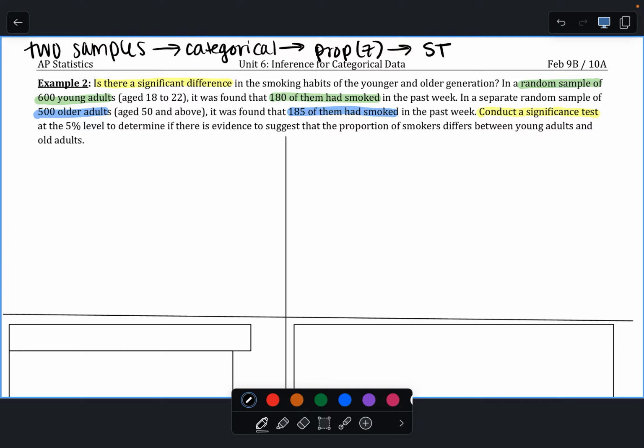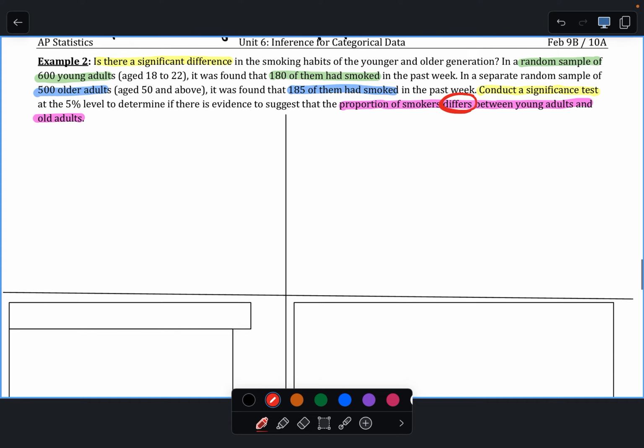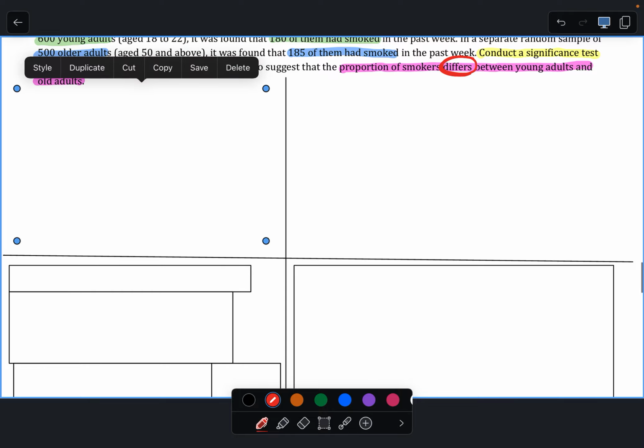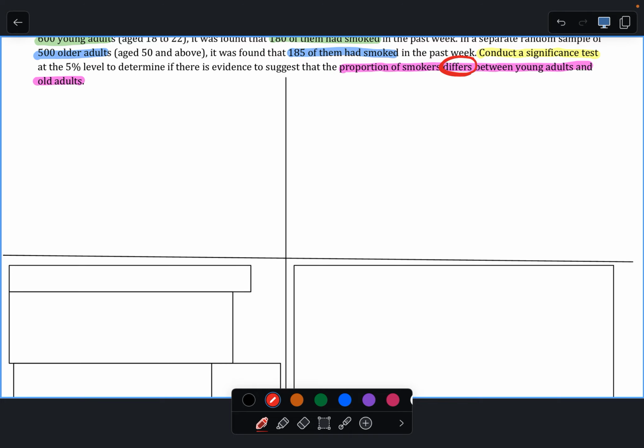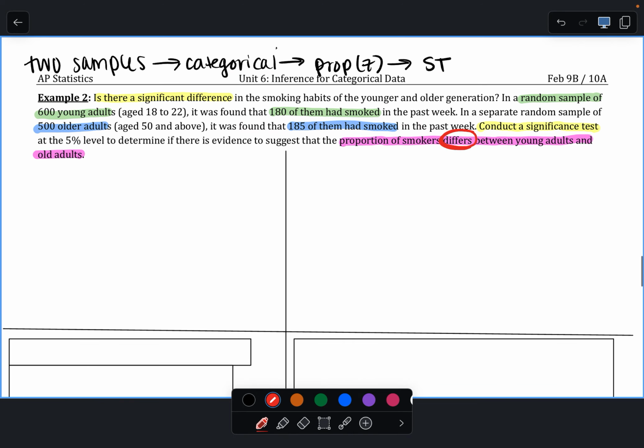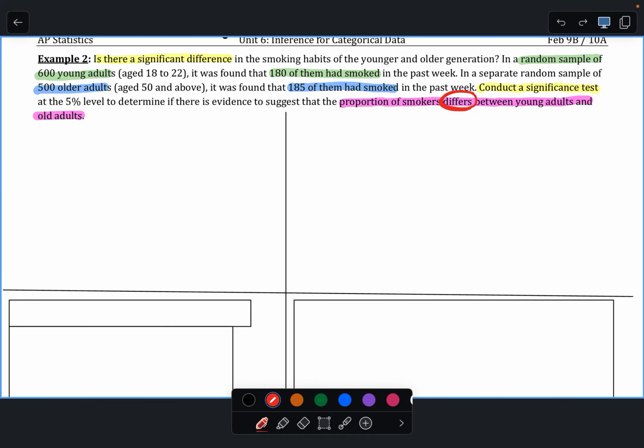So with this question, we are going to use a 5% alpha level, and we're going to determine if there is evidence to suggest that, and this is where our context comes in, the proportion of smokers differs between young adults and old adults. And the big thing that I'm interested in is differs. They don't necessarily care that one proportion is bigger or one proportion is smaller than the other.